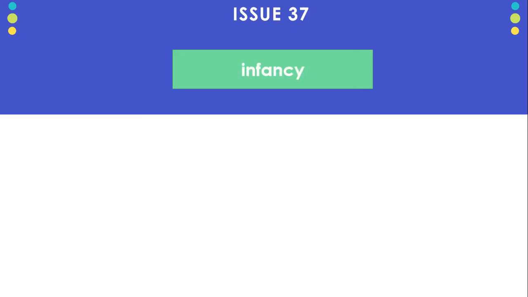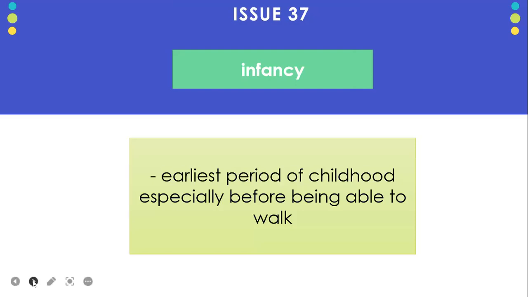Okay, next one, please. Infancy. An idea? I think it's your infancy. Oh yeah, infancy is infancy, but what is the other explanation? No? Okay, it's okay. Please read the last word. Earliest period of childhood, especially before being able to walk. So if there's a baby who still can't walk, it means the stage is still infancy. Okay, so that is infancy.